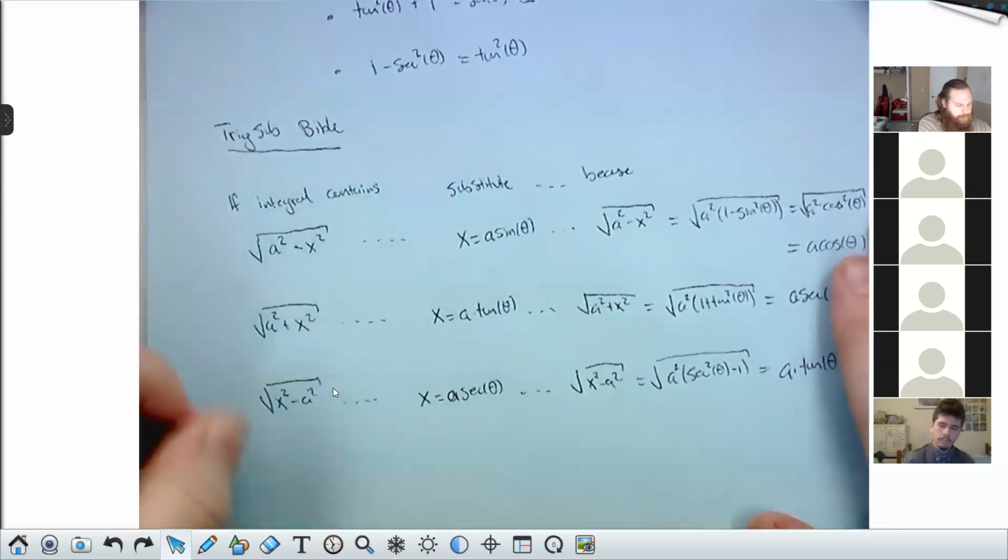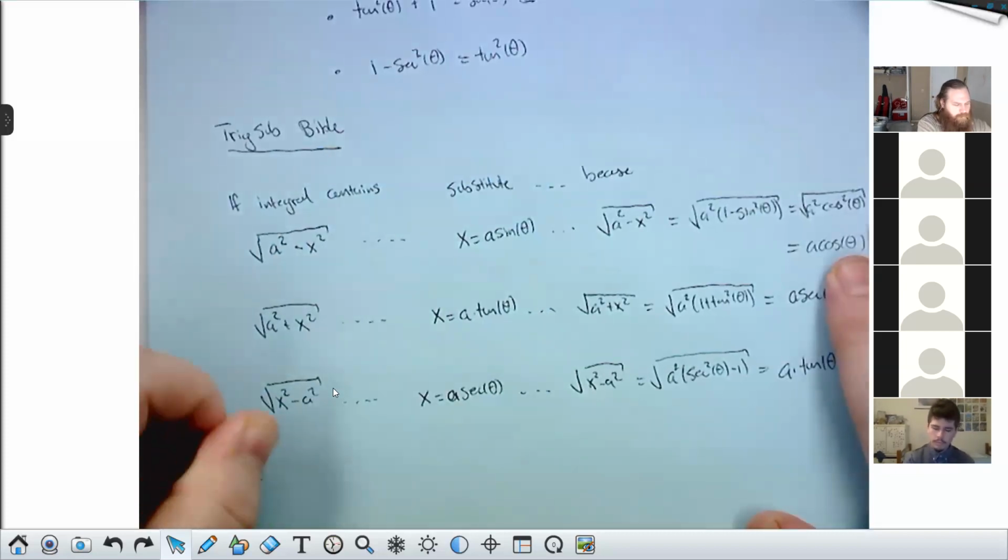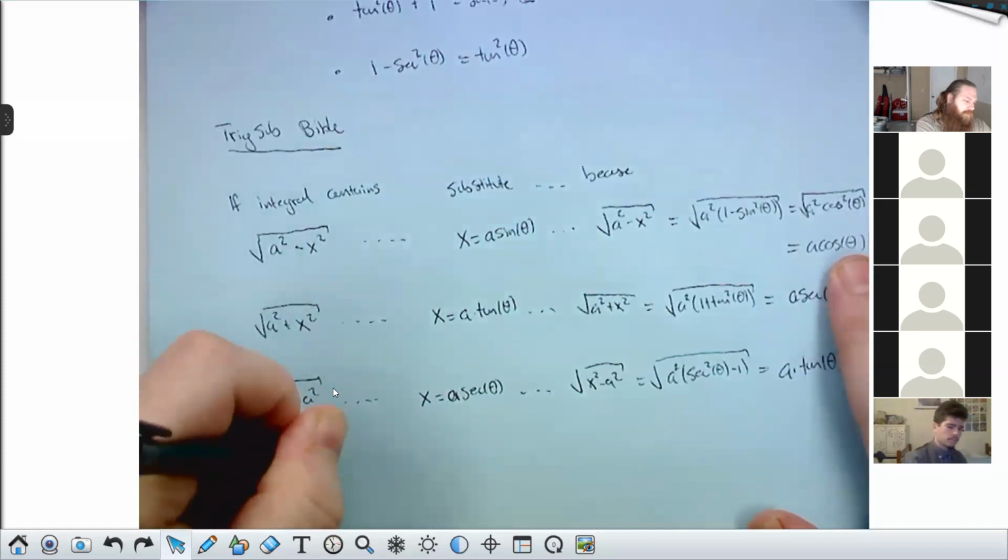A note: these are backwards substitutions.